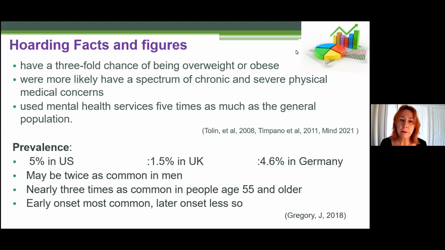We know that somebody who's got a hoarding disorder is twice as likely to be a man than a woman. It's nearly 3 times as common in people aged 55 and older, but there is an early onset, and that's most common. So later onset is less common. What we know is that although early onset, say in the teens, is most common, it might often be trauma-based. It's usually not seen as a problem or not picked up upon until later in life.